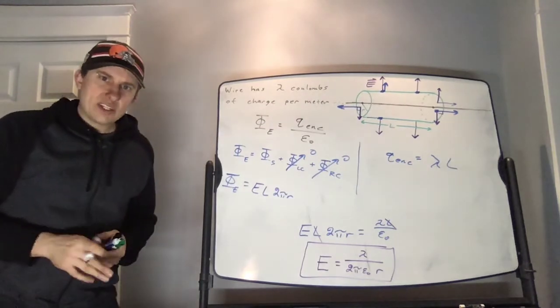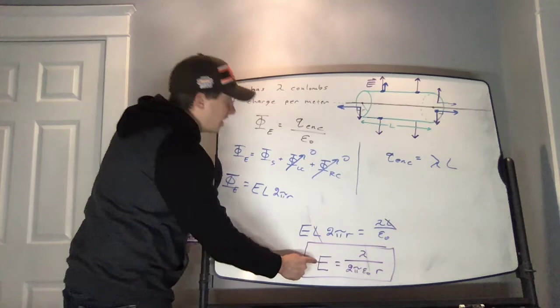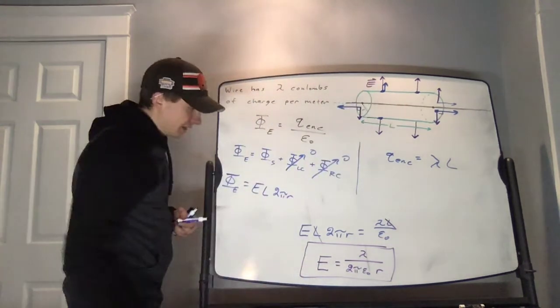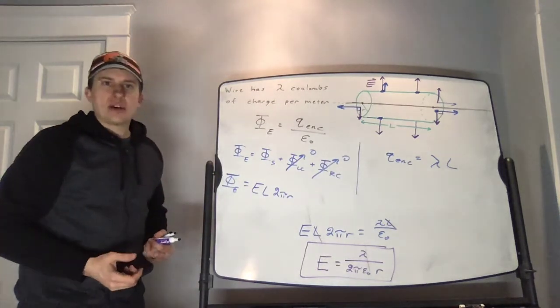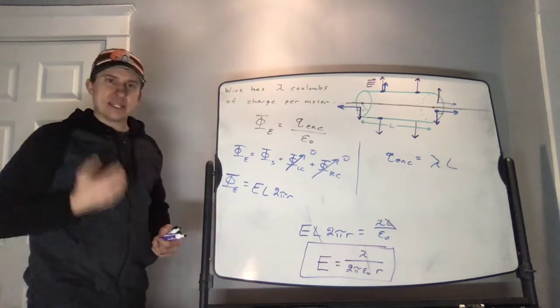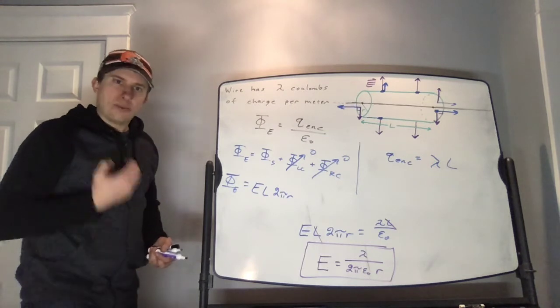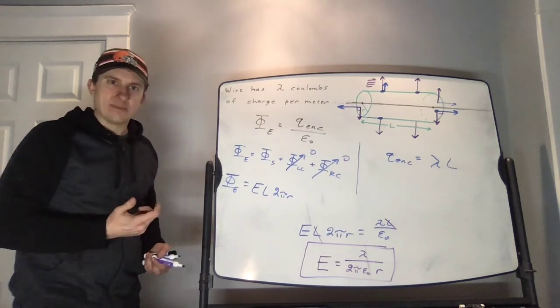So let's think about what we did here. We found that the strength of the electric field, a certain distance r away from a wire, is given by this equation. This is the exact same equation that was presented in a previous video, but in order to arrive at that, we did not need to compute any integral. We just needed to apply Gauss's law and make a few arguments from symmetry.